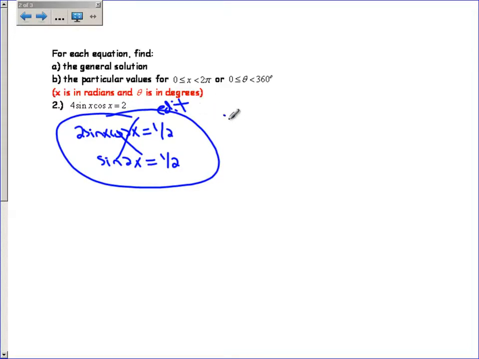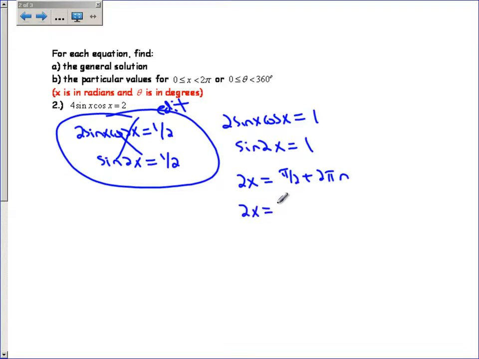If we divide both sides by 2, we get that 2 sine of x cosine of x is equal to 1. So now I know that the sine of 2x is equal to 1. So let's solve this equation. I'm going to arc sine both sides, and I'm going to get the arc sine of 1, which is pi over 2 plus 2 pi n, and also 2x equals pi minus that. Pi minus pi over 2 plus 2 pi n ends up being the exact same equation. So there's only one place where sine is equal to 1.